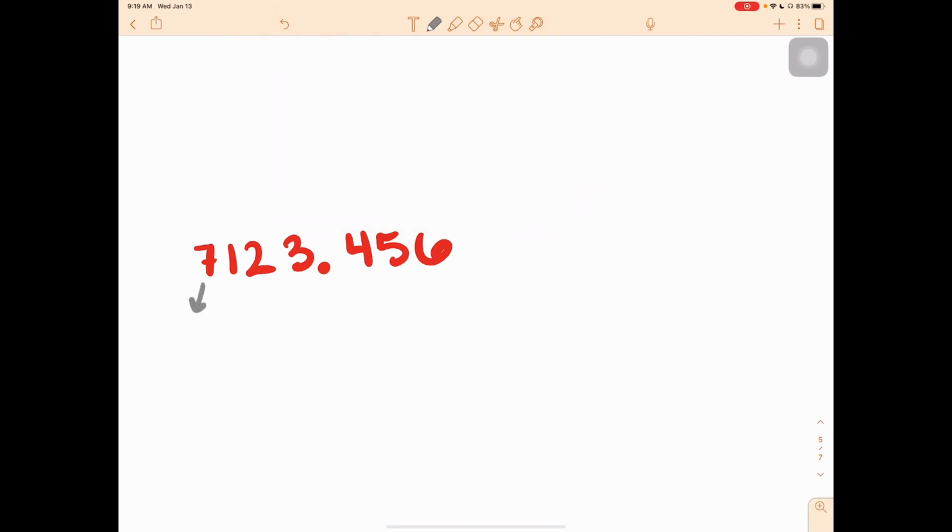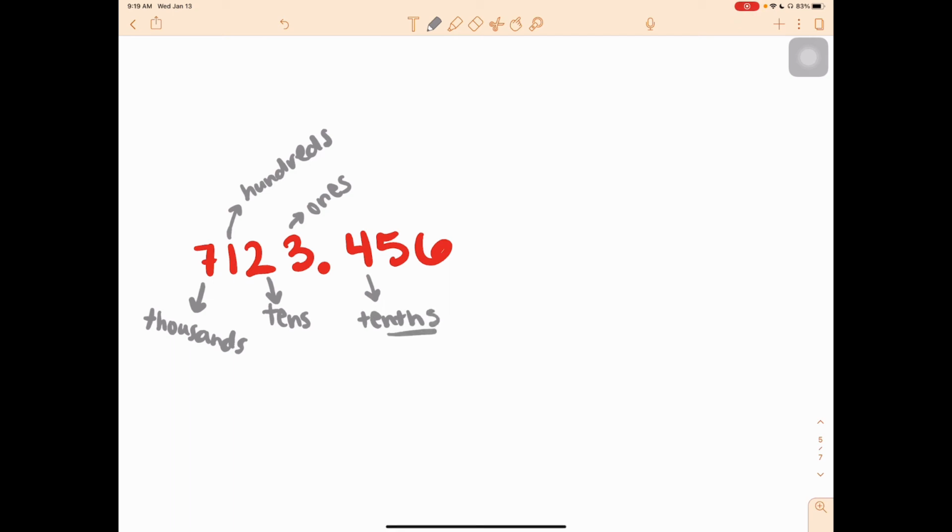So this is what we call the thousands. This is 7,123.456. This one would be the hundreds place. The 1. The 2 is the tens place. 2 tens is 20. This is the ones place. Okay? This one right here, 0.4, is the tenths place. Tenths place.